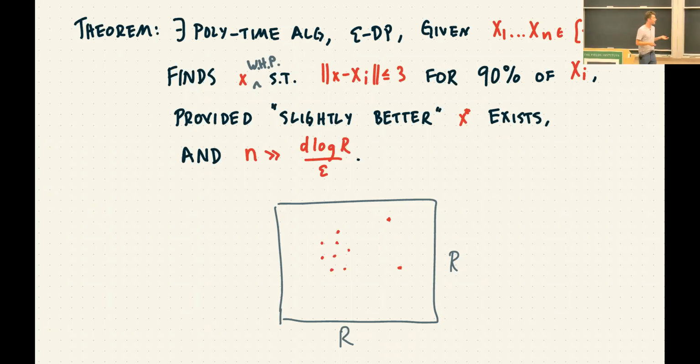And of course, I need the number of points to be sufficiently large, and the size is not going to be that surprising. It's like the log of the volume of this region divided by epsilon. Okay, so the claim is there exists such a method. Actually, probably there's lots of ways to come up with something like this. It's not that hard a problem, but I want to show you how you might do it via SOS exponential mechanism.